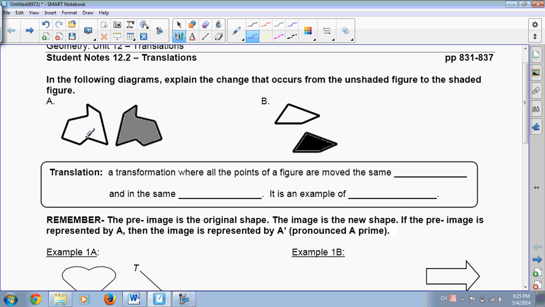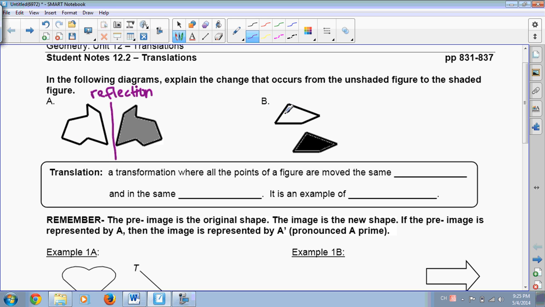So here's the unshaded and changing it to the shaded. Clearly this is a reflection, which we learned in yesterday's lesson. And here is your line of reflection. So you're just going to flip over that line.